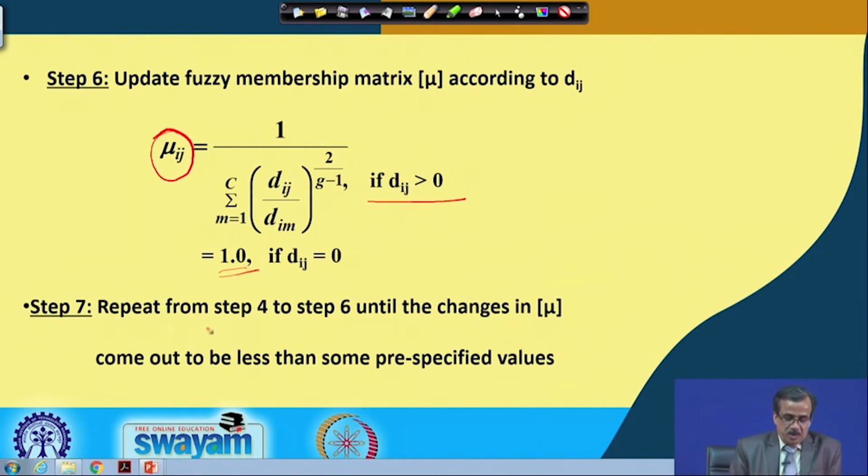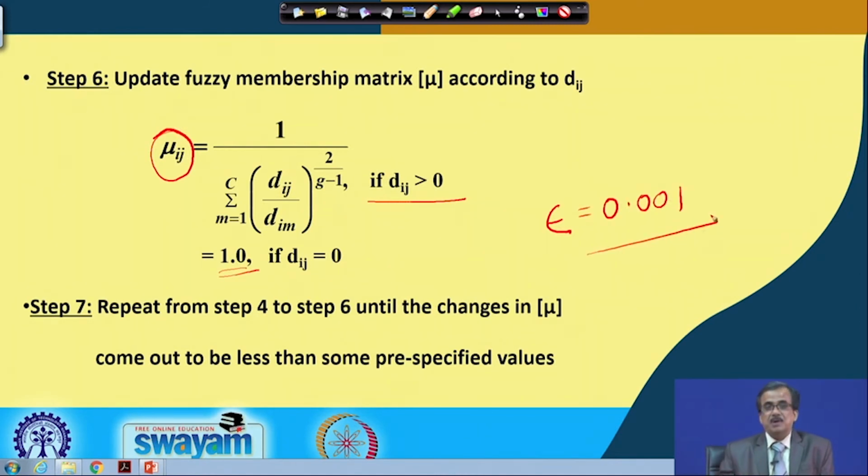Now, step 7, we repeat from step 4 to step 6 until the change in mu values comes out to be less than some pre-specified value, denoted by epsilon. Supposing that epsilon is say 0.001, a very small value. Now, I am running this particular algorithm. After running this algorithm through a large number of iterations, there is a possibility that the mu values are going to reach some saturated level, and after that there may not be any significant change in the values of this particular mu.